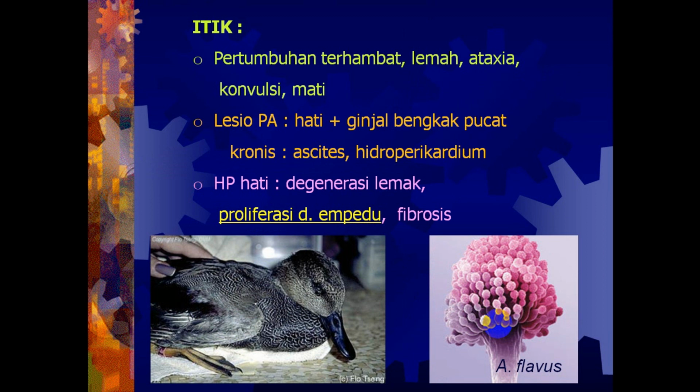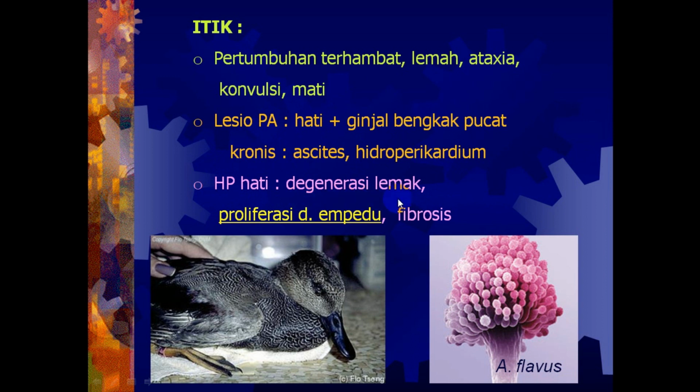However, in our experience, one of the most susceptible animals for aflatoxin is the duck. In Indonesia, we call it itik. Usually the duck will have disturbed growth and clinical symptoms like ataxia, convulsion, and death. Grossly, usually the liver and kidney will be affected. The liver and kidney will be enlarged with pale colors, and in chronic cases, because there is massive liver damage, there will be hypoproteinemia. This chronic liver damage will also lead to ascites and hydropericardium.